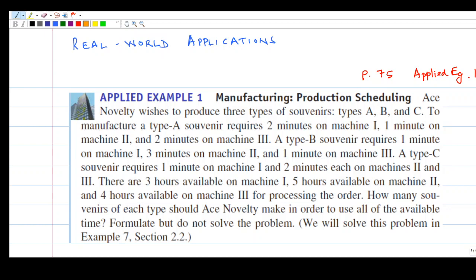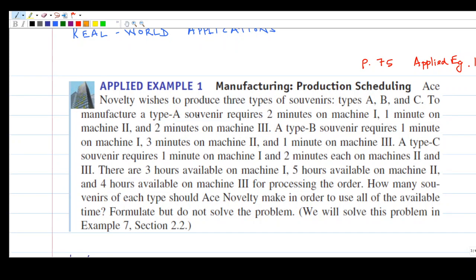We now look at real world applications, right? These are word type of problems. The first applied example 1 appears on page 75 of your text. So we have a manufacturing production scheduling problem.